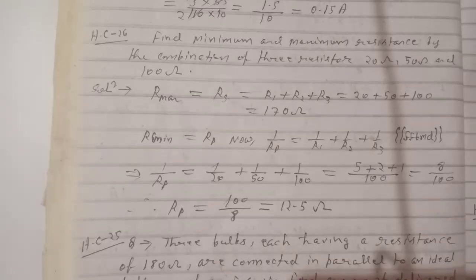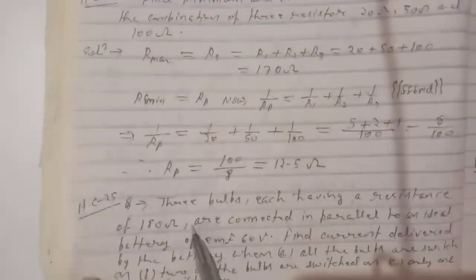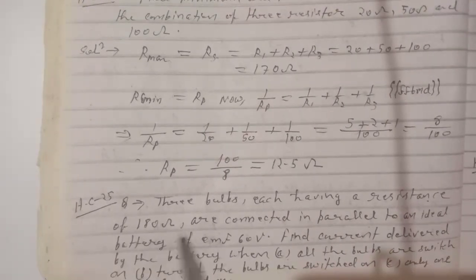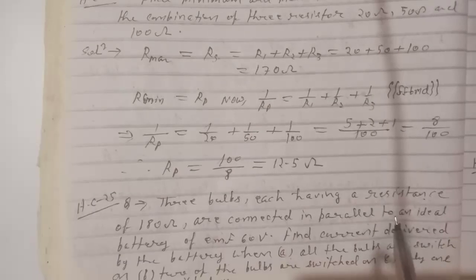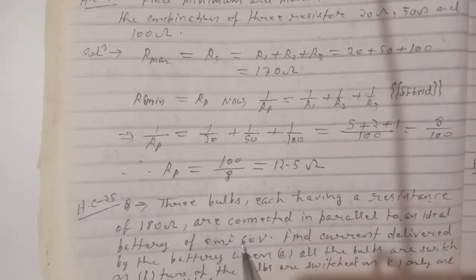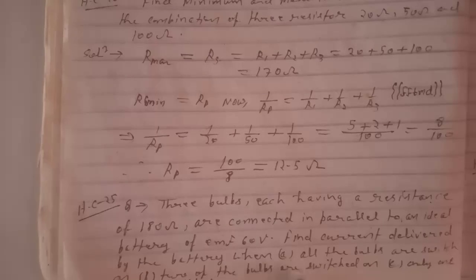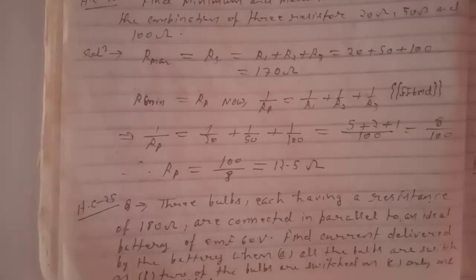Next question. Three bulbs, each having a resistance of 180 ohm, are connected in parallel to an ideal battery of EMF 60 volt. Find the current delivered by the battery when A, all the bulbs are switched on, B, two of the bulbs are switched on, C, only one bulb is switched on. The corresponding condition is shown by the figure.